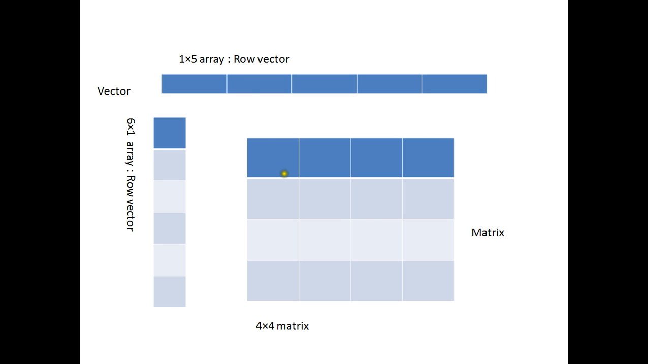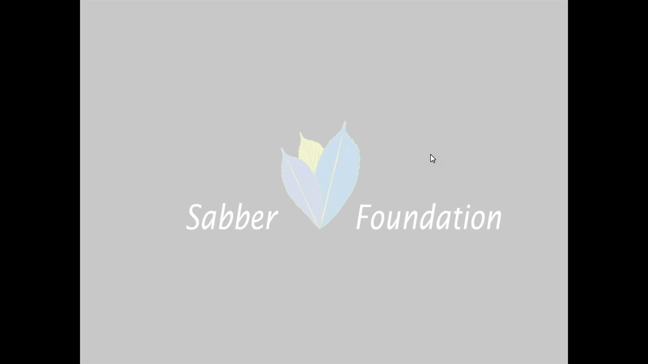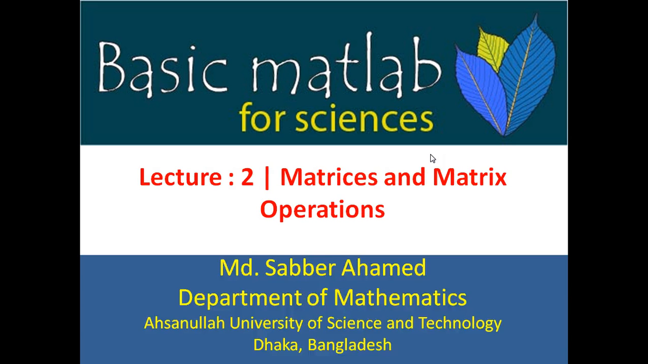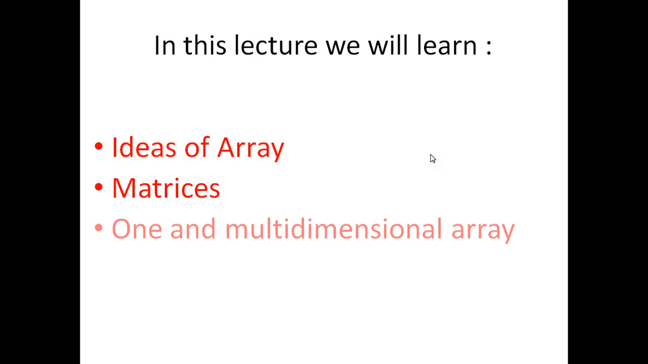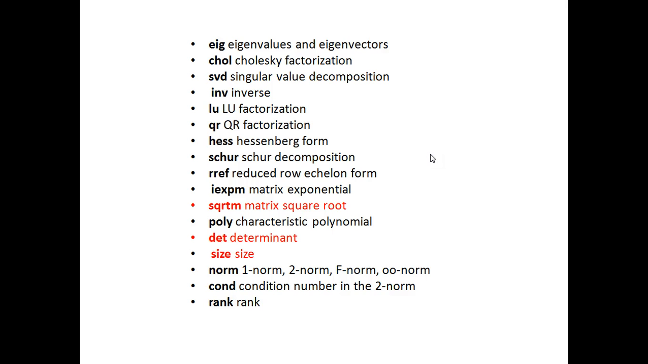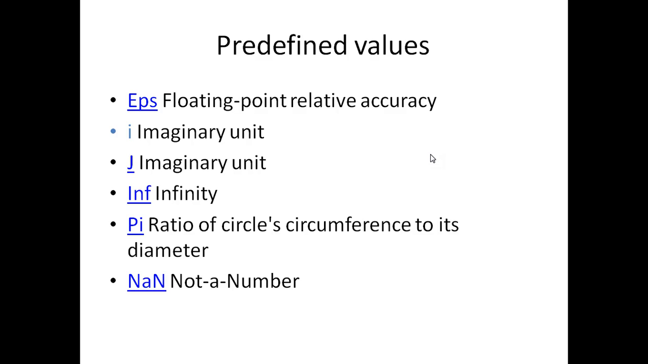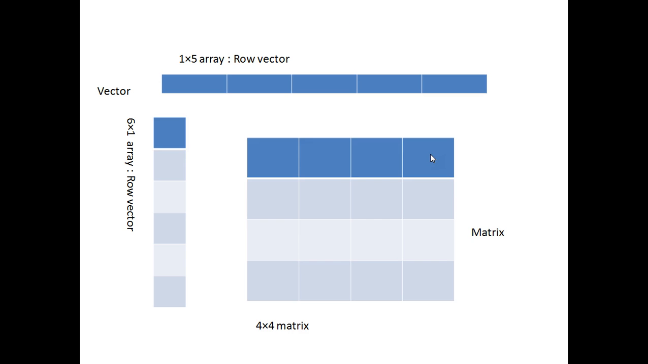So here we have four columns and four rows, right? So these are matrices.